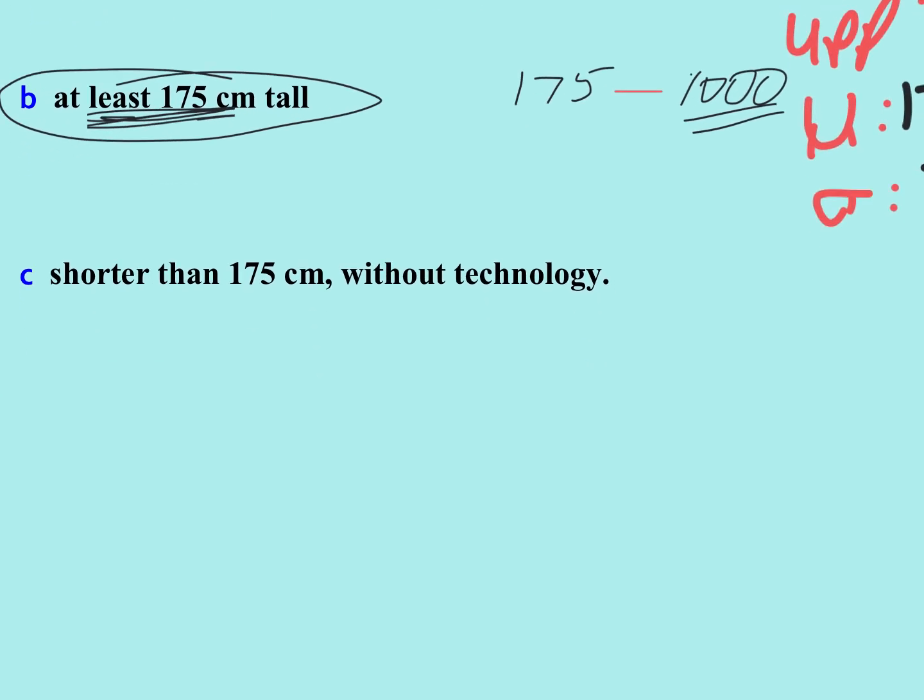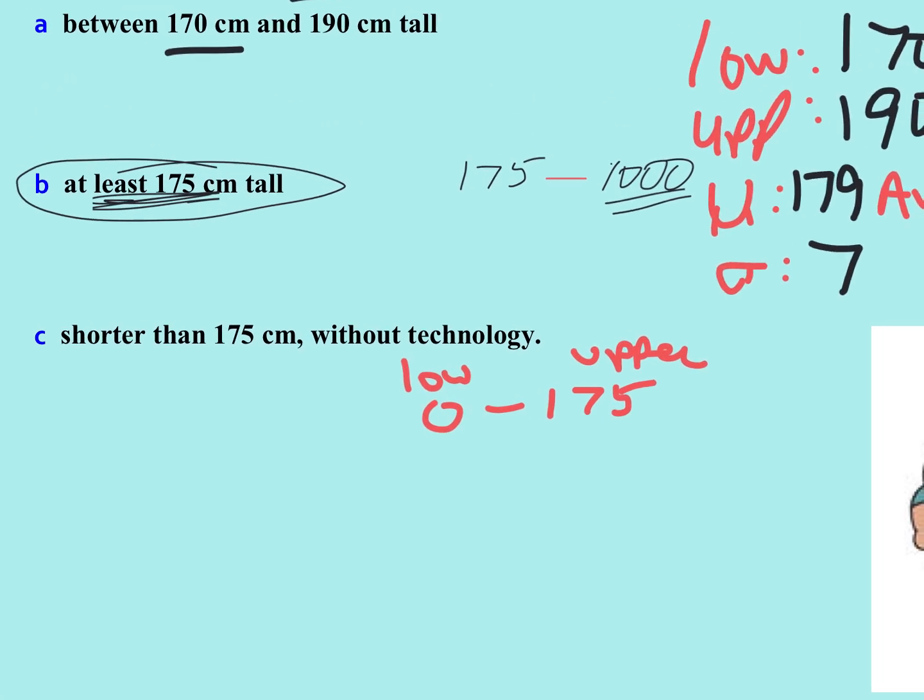Okay, how about shorter than 175? That's between 0 and 175. So the low would be like 0. Upper would be like 175. All right, calculate those two, now that you know how to do them, and write the decimals down. Go to 2 decimal places, please, like 0.95. I'll pause.